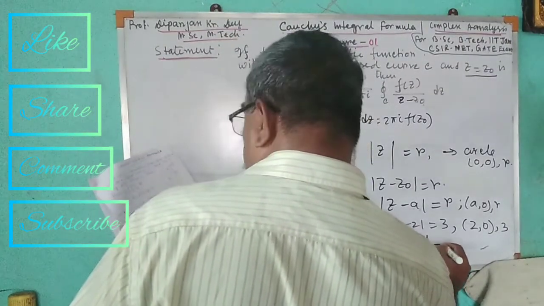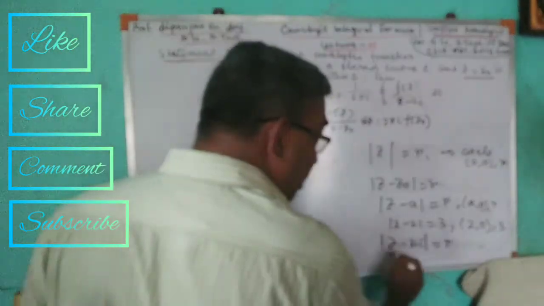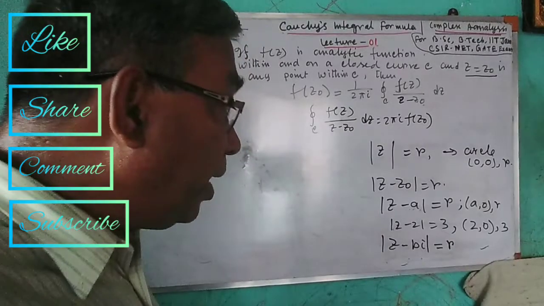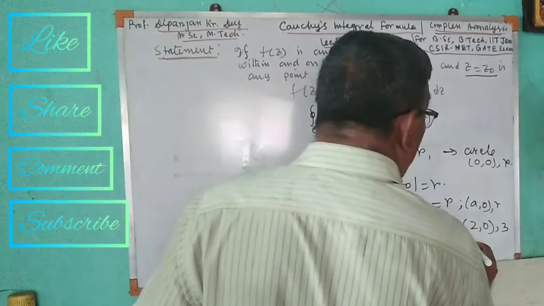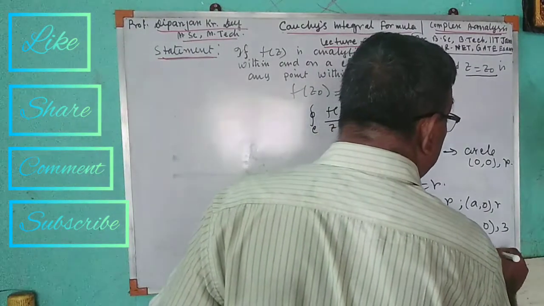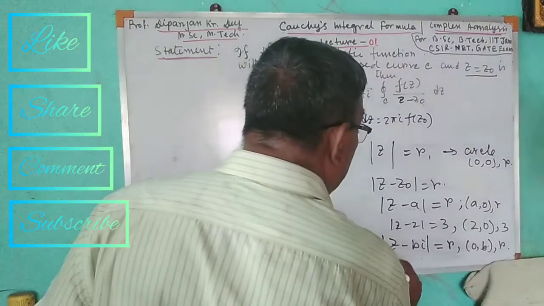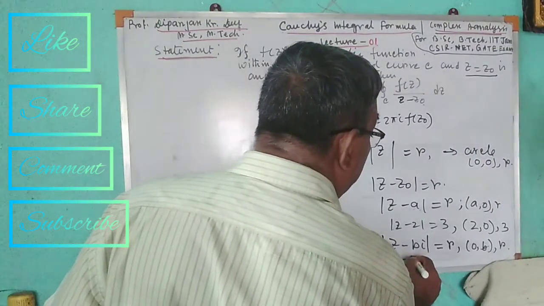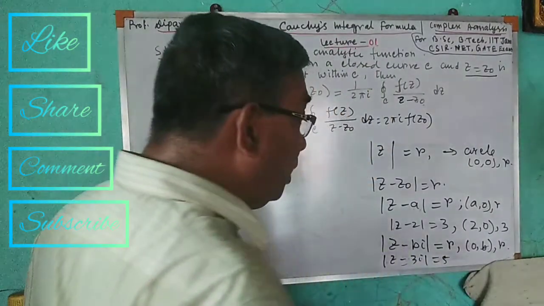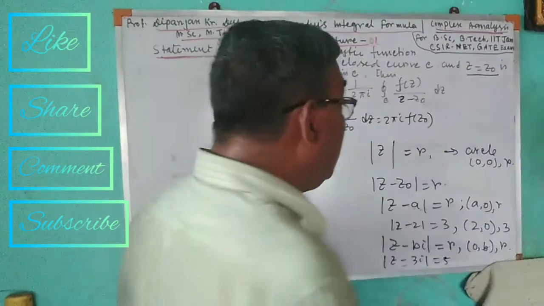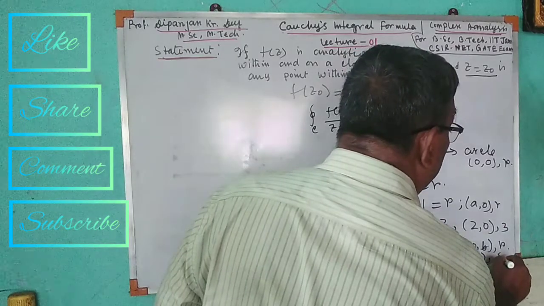Now suppose z minus bi equal to r. The closed curve is in this form. This says that center is 0 comma b, radius is r. For example, suppose z minus 3i equal to 5. What do you mean by this? Center is 0 comma 3, radius is 5.